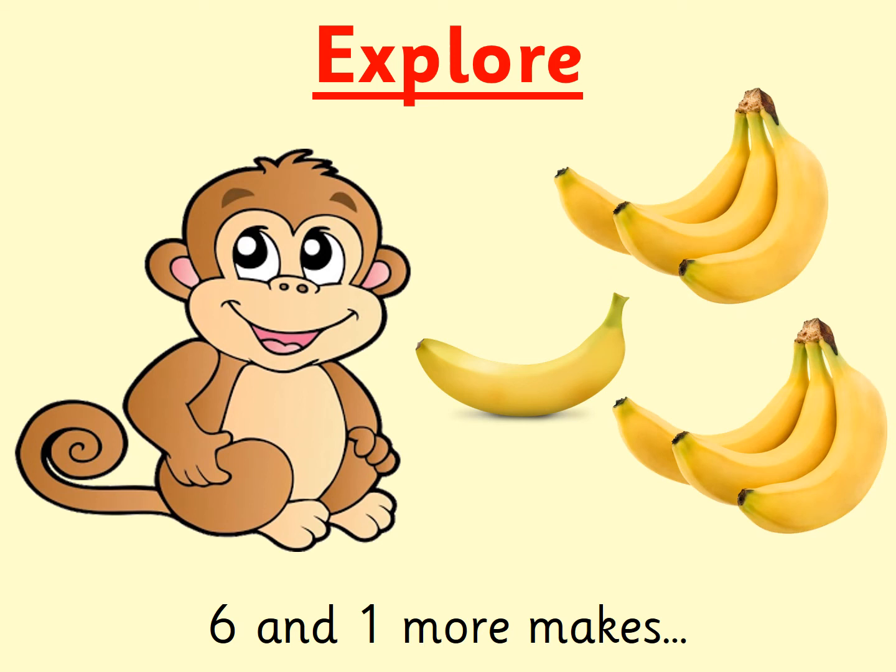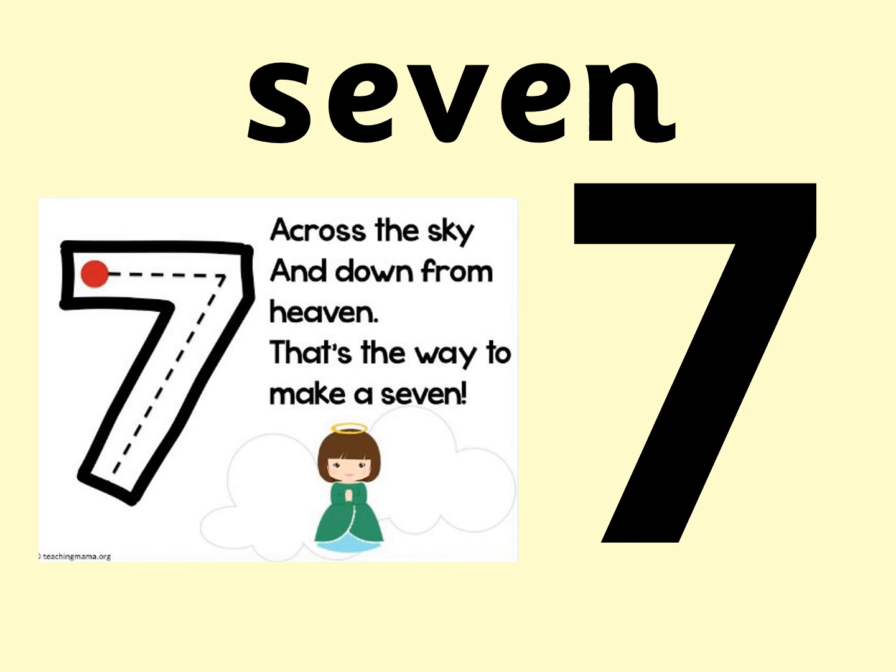6 bananas first, and then there was one more. How many bananas do I have in total now? I can still see 2 bunches with 3 bananas in each, and I can see one more. Altogether, I can see 7 bananas. 7. Across the sky and down from heaven, that's the way to make a 7. Make it in the air using your finger. Say the rhyme as you do it. Across the sky and down from heaven, that's the way to make a 7.